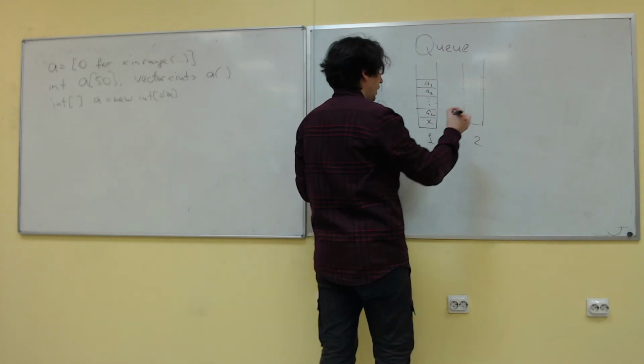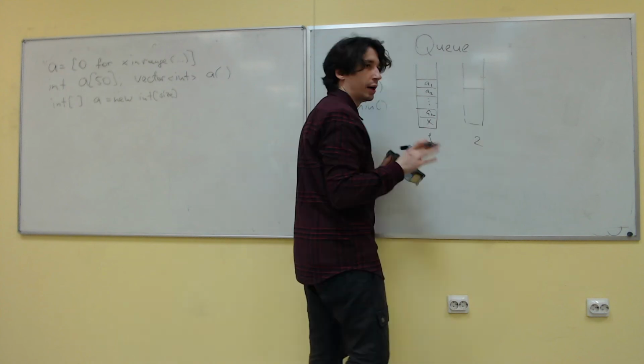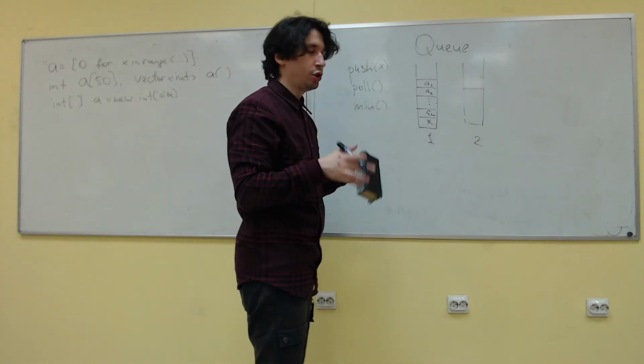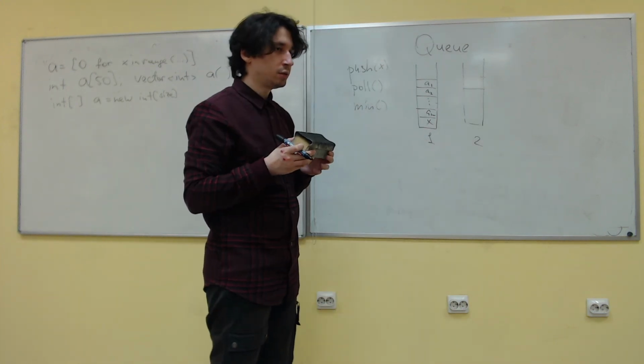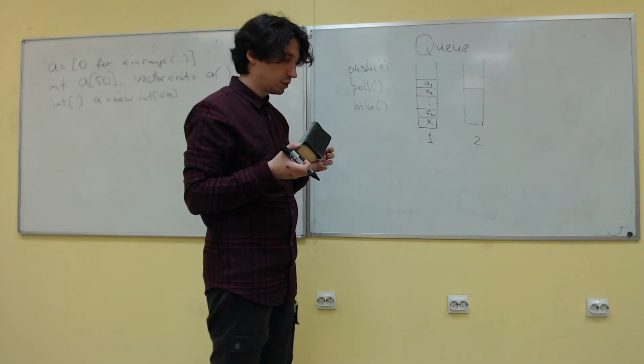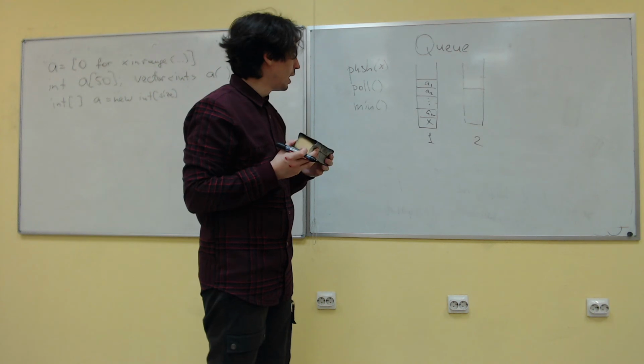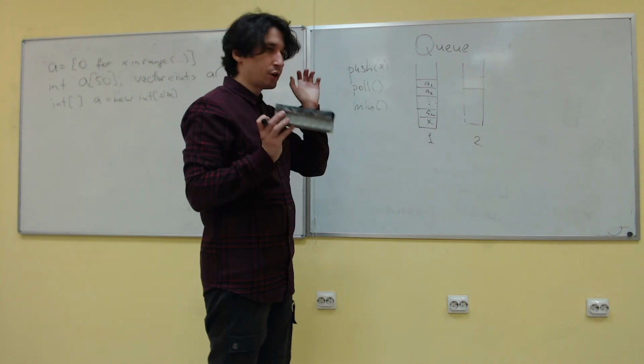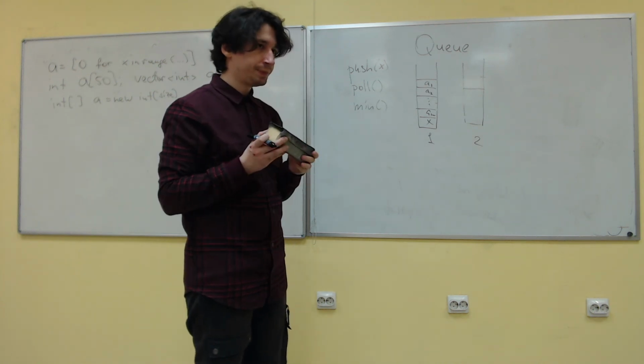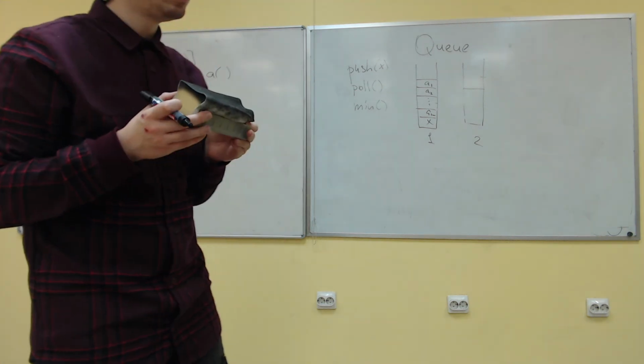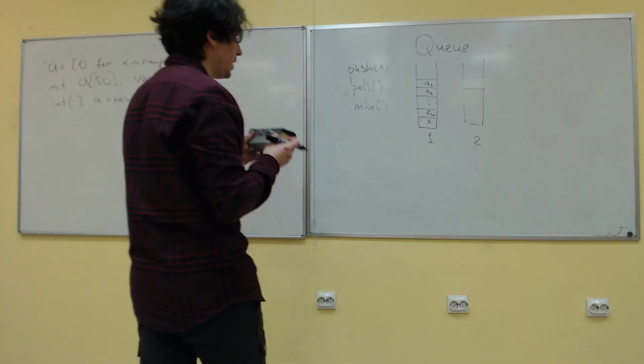The question is done. So is it clear how to emulate a queue using two stacks? Yes. Okay, great. So the question is now how to ask for the minimum. Any ideas? Like we want to know the minimum on the queue.